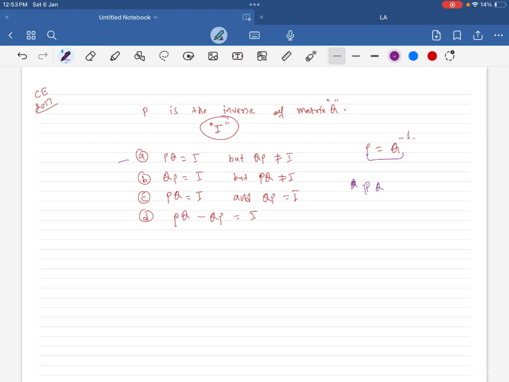So P times Q is equal to I. So we can write P as Q inverse. So Q inverse Q will be I. So this is correct. Also, if we check this one, Q P, we can write P as Q inverse. So Q times Q inverse will also be I. So you take either way, that is going to be the identity matrix. So the correct answer for that is C.